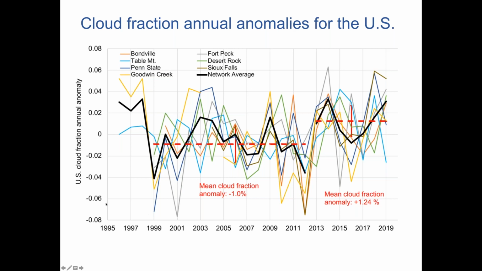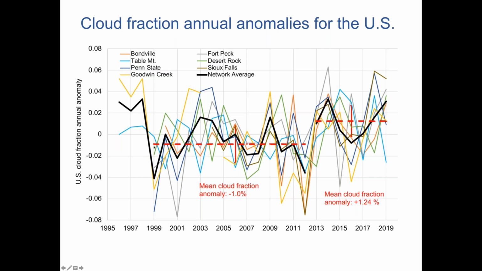So to look at clouds, we do measure cloud fraction. We measure cloud fraction with TSI, total sky imagers, but we also compute it using RadFlux, which is Chuck Long's analysis. And what I've plotted here is the cloud fraction annual anomaly. So the 0 represents the long-term average. And just like the previous graph, the dark curve represents the network average, and the thinner lines represent individual stations. And you can see there's a lot of variability here.